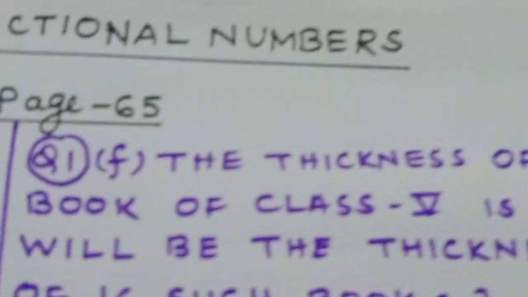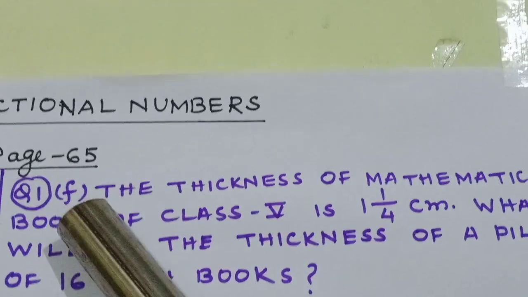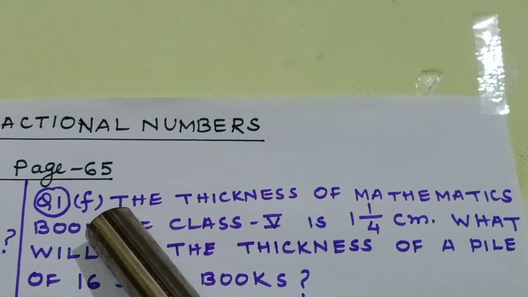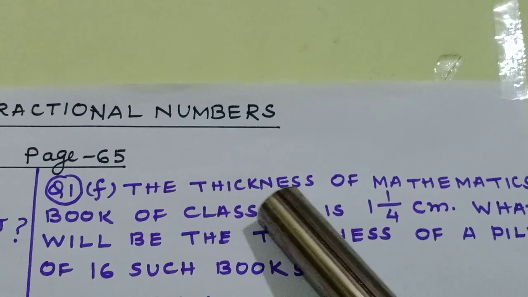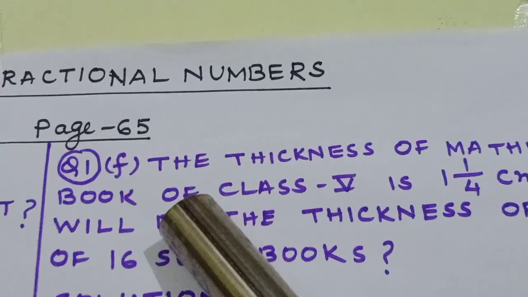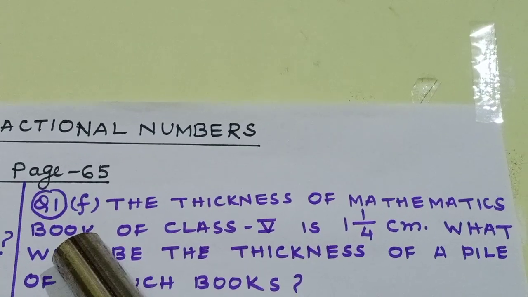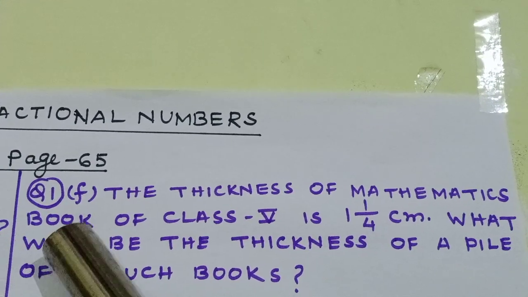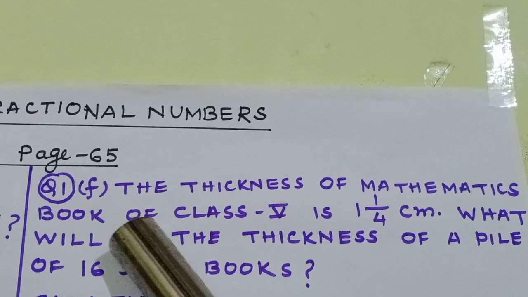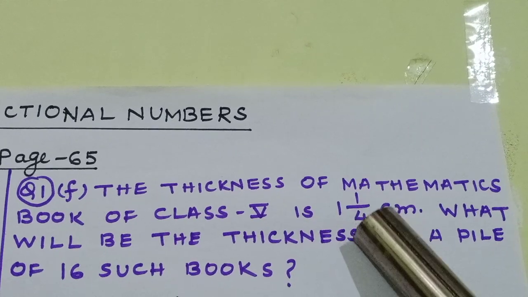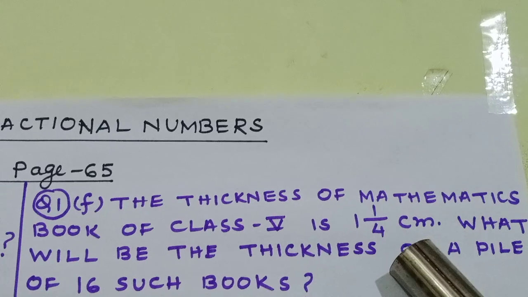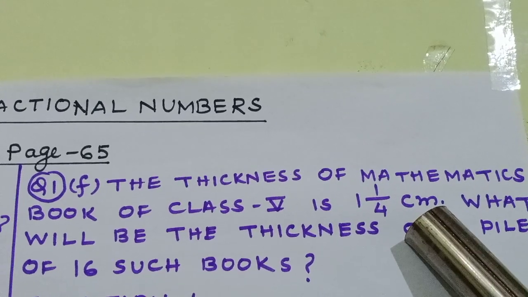Now the last question we will solve. Question 1F. Write down the questions nicely. The thickness of mathematics book. Have you got your mathematics book this year in this session? I think no, but you will get soon, don't worry. So what is its thickness? 1 whole number 1 by 4 centimeter. You can take the measurement with the help of a scale.